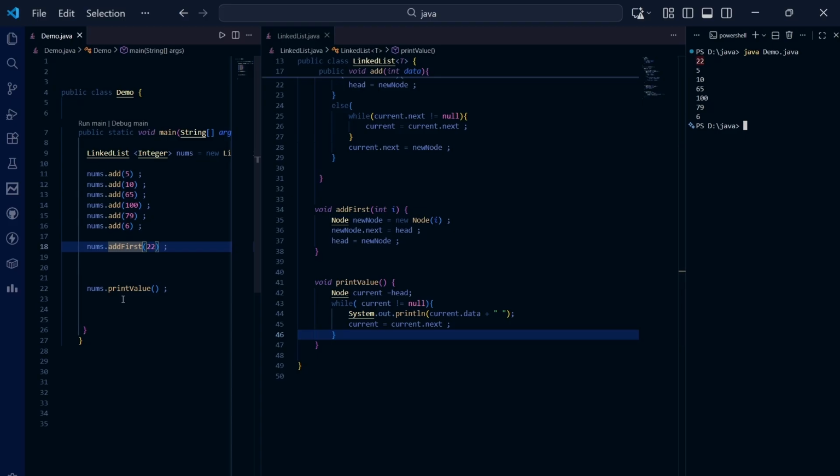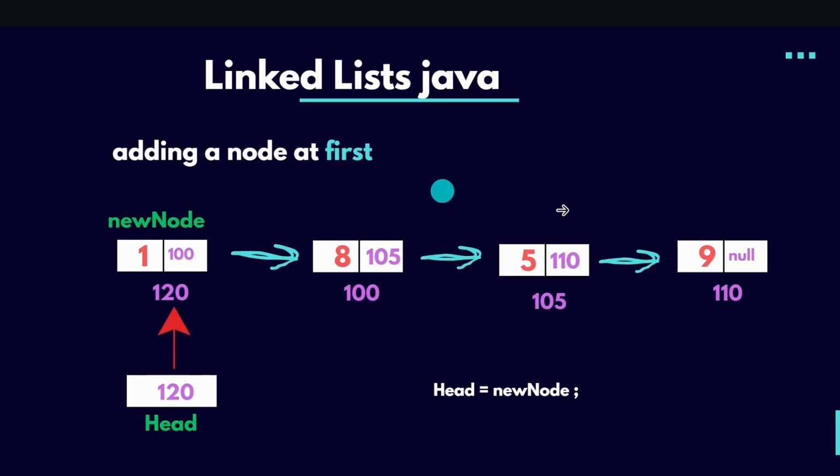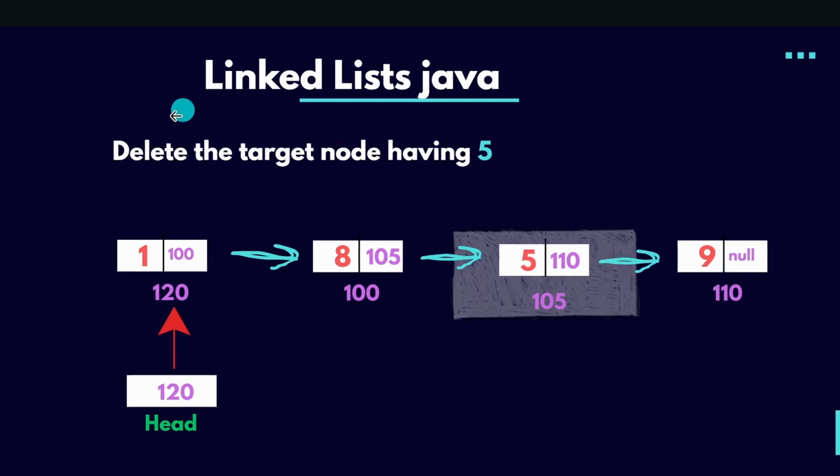We have already discussed how to add with the inbuilt Java library, which comes from java.util. With that collections LinkedList, we can import that linked list class and do the same. We can add at first with the help of this function, and our inbuilt function also can achieve adding at the first. In the same way we can also add at the last. That is homework for you, try it by yourself. After this, what we want to achieve is to delete the target node having 5.